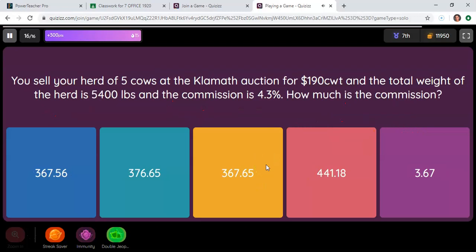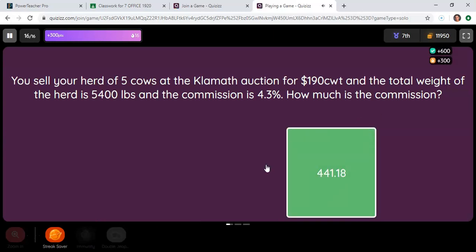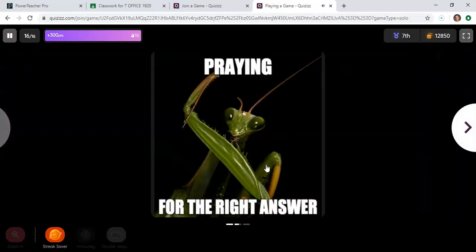Sell your cows, 190 CWT, or 5,400 pounds. How much is the commission? So this is going to be the 54 times the 190. Get that sales value, and then multiply it times 4.3% or times 0.043. And I get $441.18. Hopefully that's the one you calculated right there. I think that's the end.